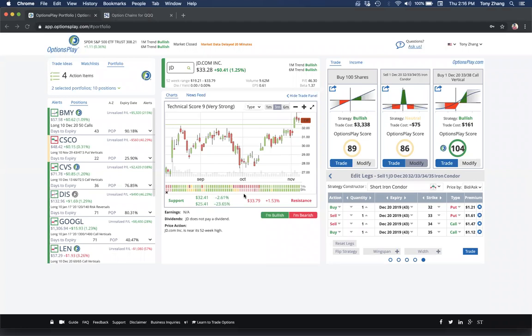Tony, you're asking about diagonals. We do actually talk about diagonals. We talk about it during our LEAP webinars. So we talk about how you want to buy a long-term call and then sell short-term calls against it. We call it a poor man's covered call. You can call it a diagonal. They're all the same thing. But it is something that we do talk about.